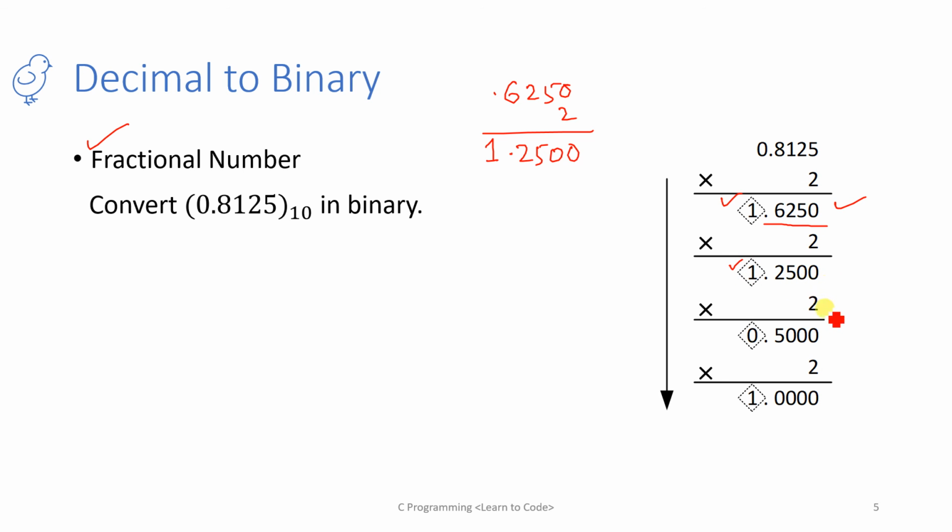Similarly, 0.2500 into 2 is 0.5000. So 0 must be marked. Again 0.5000 into 2, you get 1.0000. Now all the numbers after the decimal point become 0. So you should stop here, because when you multiply 0.00 with 2, you will get 0 every time. So now you have to stop and collect the values from top to bottom.